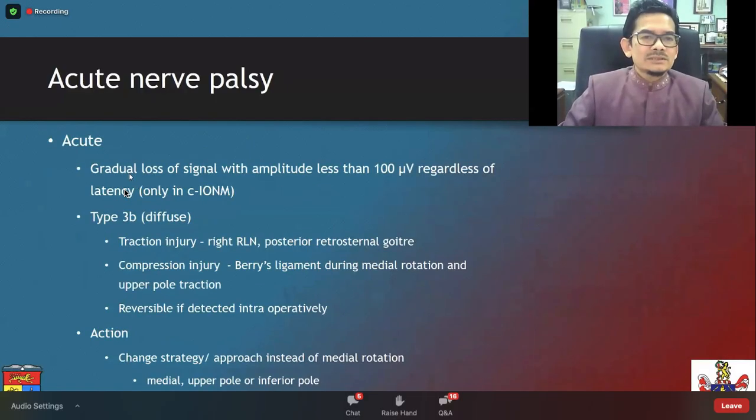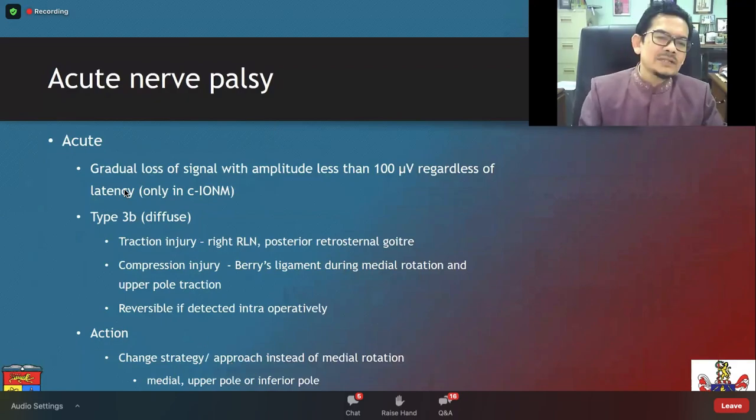Another group of acute nerve palsy is when you have a gradual loss of signal. You don't see this in intermittent nerve monitoring, but you can see it in continuous nerve monitoring, where the amplitude goes down to less than 100, regardless of the latency. So usually it's due to traction injury or compression injury. It is reversible, so you have to change your strategy. If it's still going down, let's give some steroids.